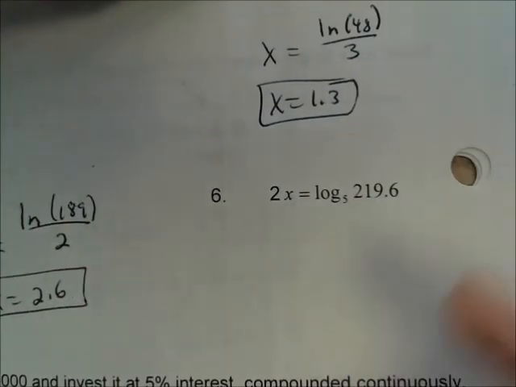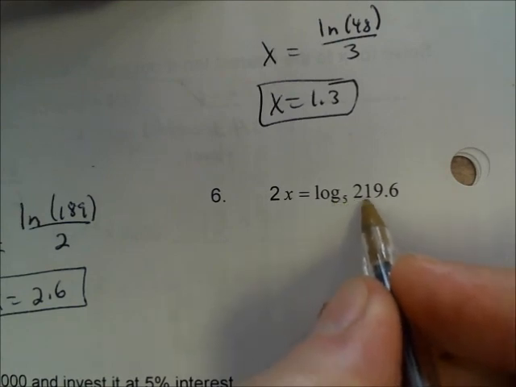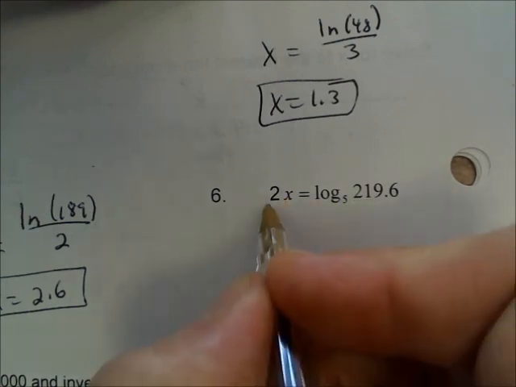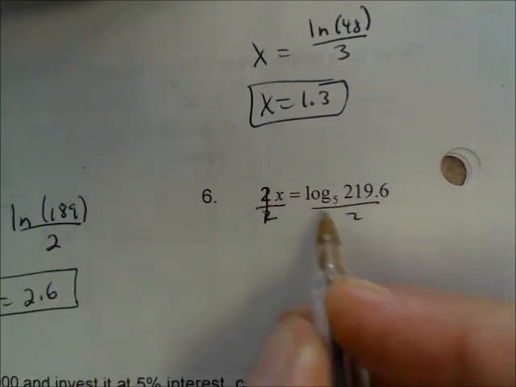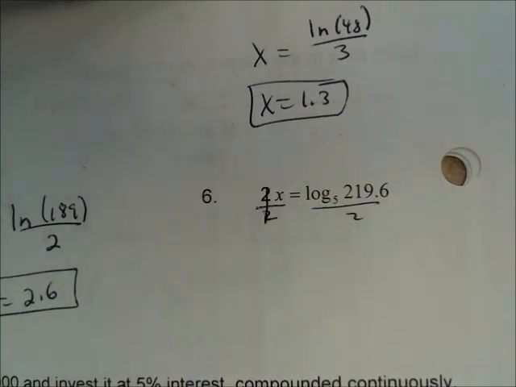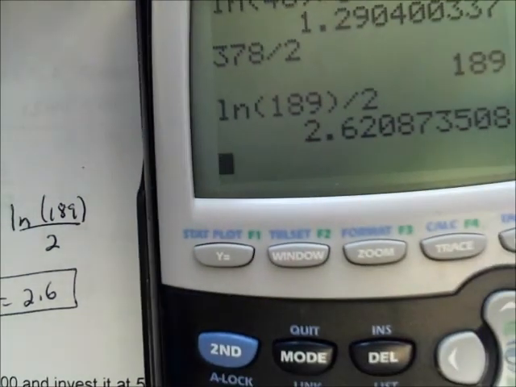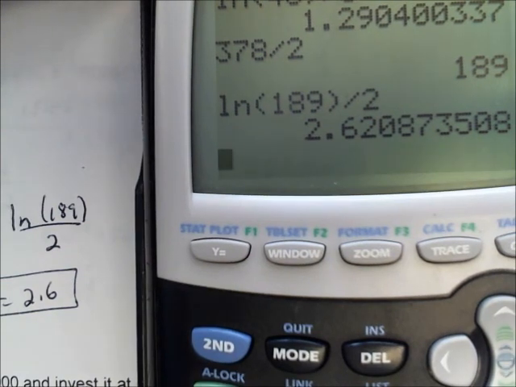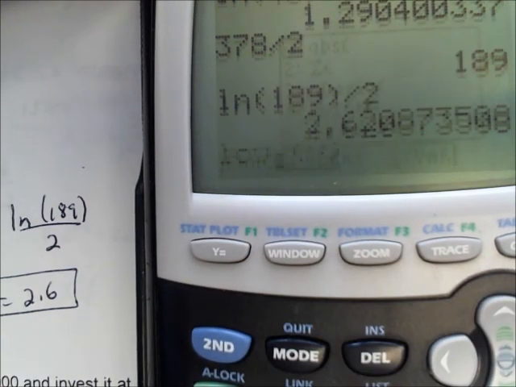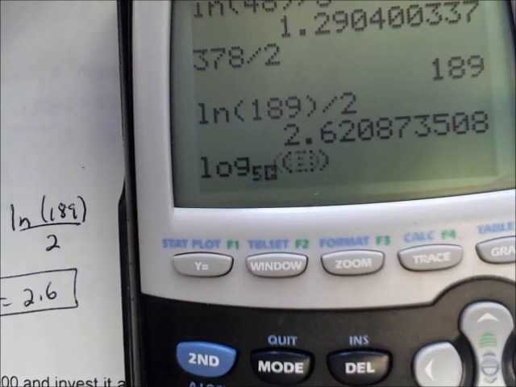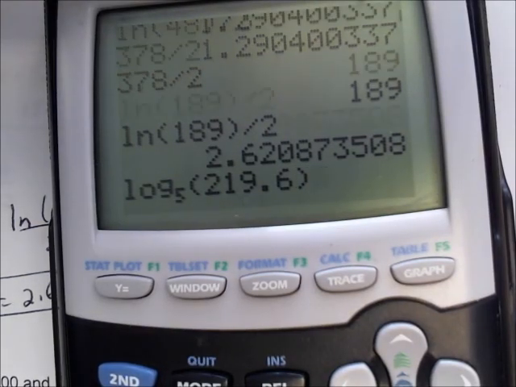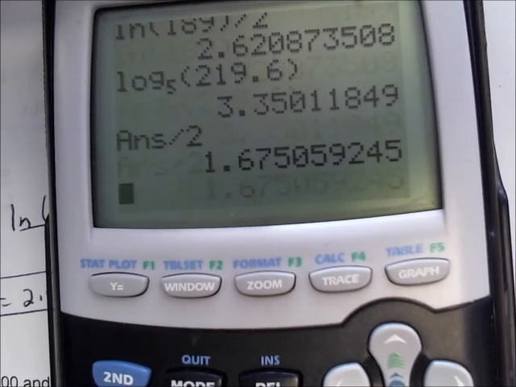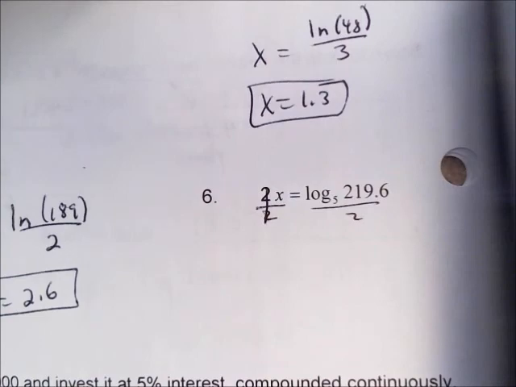The next problem we have, we already have a log base 5 of 219.6. So really this is the easiest problem of all. We're going to just divide both sides by 2. And we're going to do x is equal to the log base 5 of 219.6, and then divide that whole thing by 2. So alpha window, option 5, log base 5 of 219.6. And then I think I'll just hit enter and then divide the whole thing by 2. It looks like 1.67 or 1.7 is x.